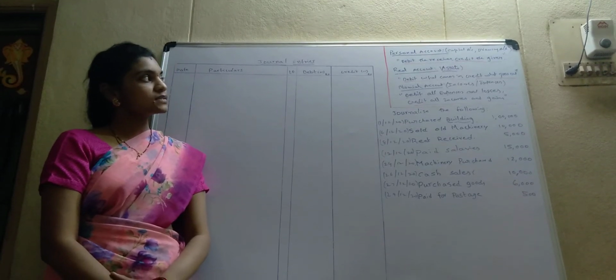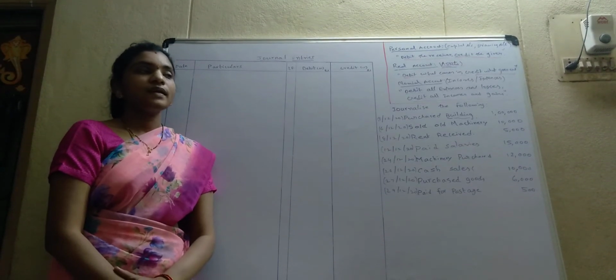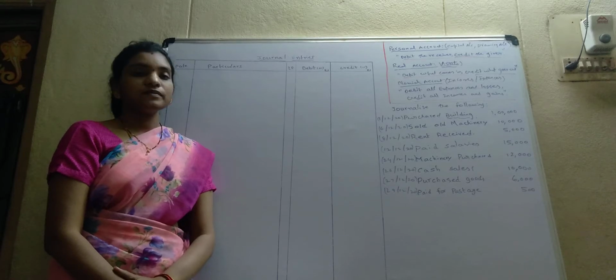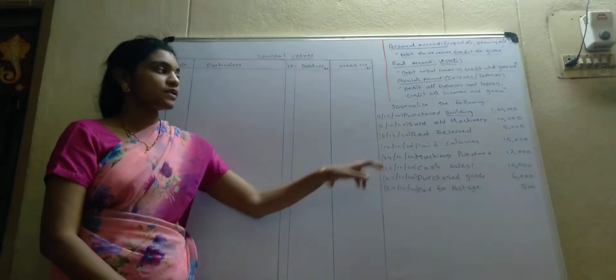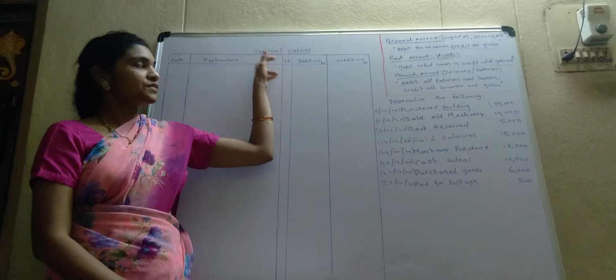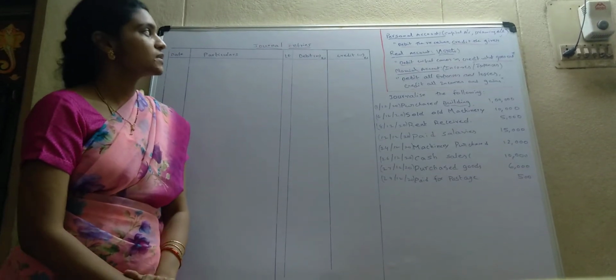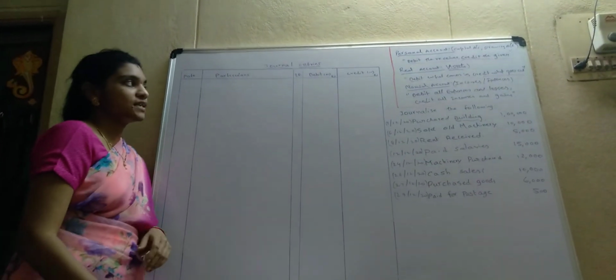Yesterday we have already discussed the rules of debit and credit. Now today we are going to write the journal entries. Today we are going to learn how to write journal entries.